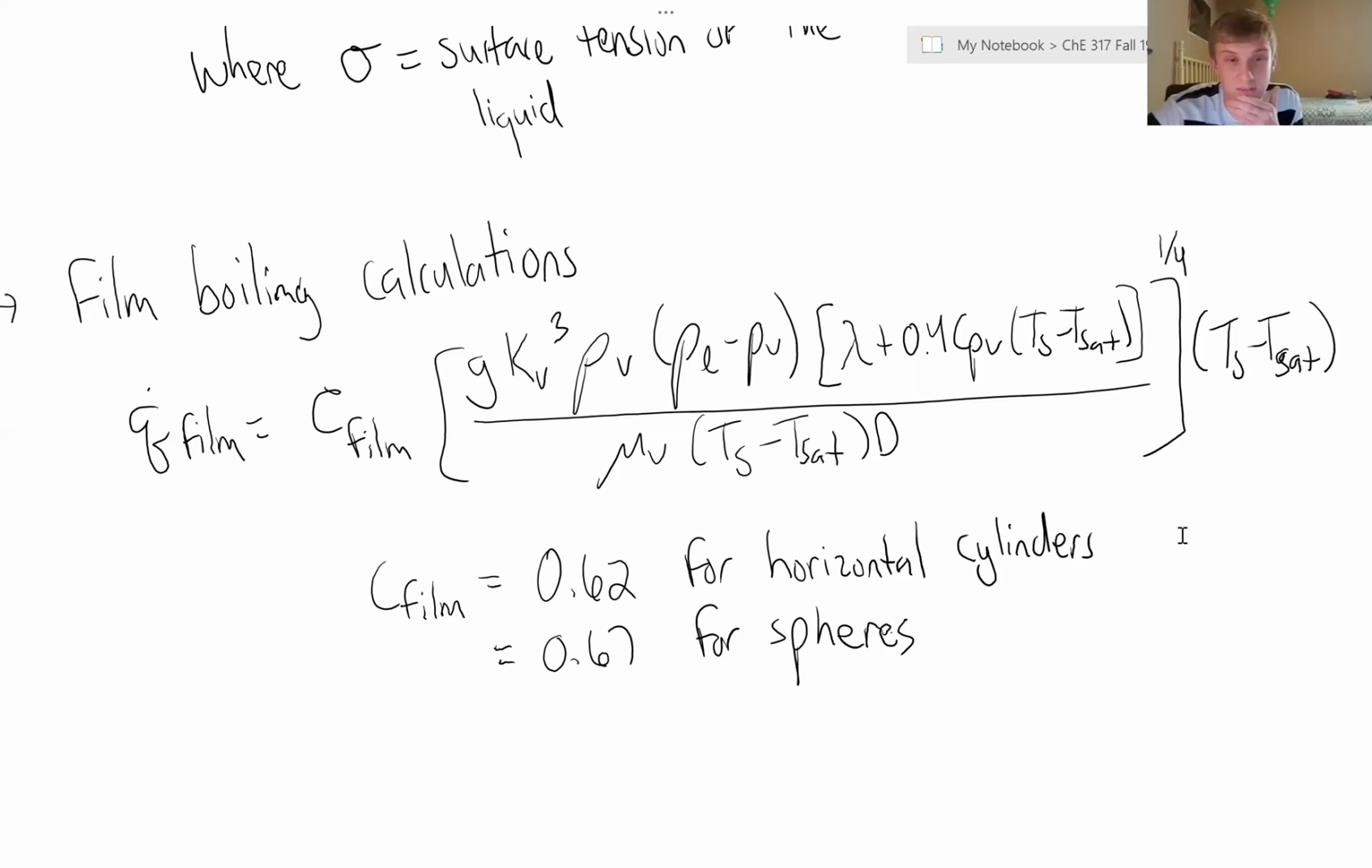What is the k_v term? That is the thermal conductivity of the vapor. And it has to do with the fact that the vapor is having to transfer the heat to the liquid between the surface heating element, or the solid heating element, and the liquid. So you have to take into account the thermal conductivity as that heat transfers through the vapor.